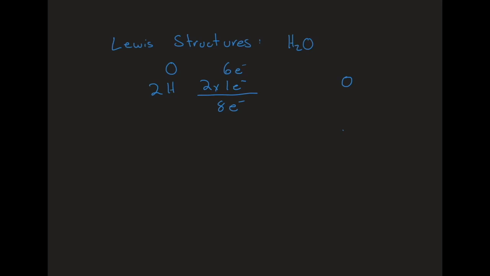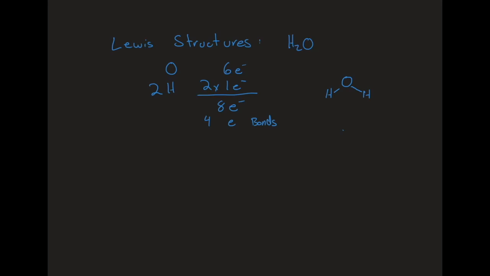And so I'm going to start with oxygen, and I'm going to put the 2 hydrogens around it. We can connect those hydrogens with a bond, and each bond, remember, represents 2 electrons. And so I have used 4 of my 8 electrons in bonds. And remember that hydrogen can only hold 2 electrons. It's an exception. And so hydrogen is finished.